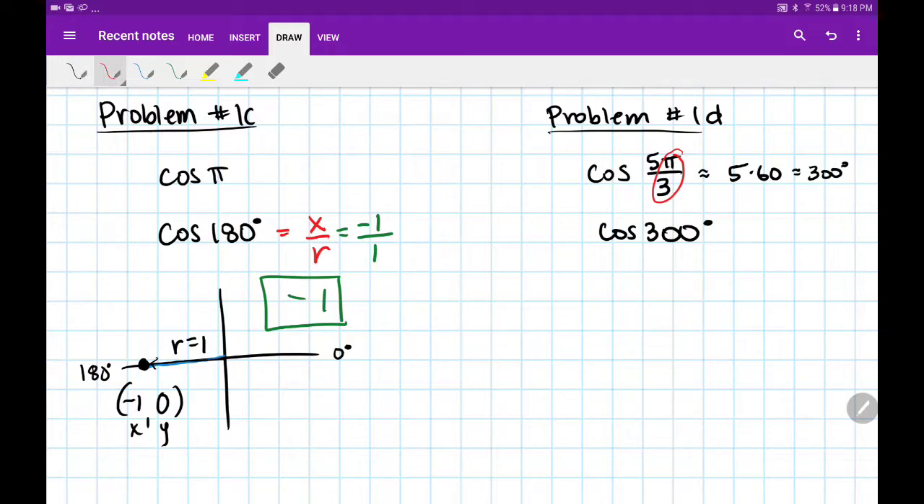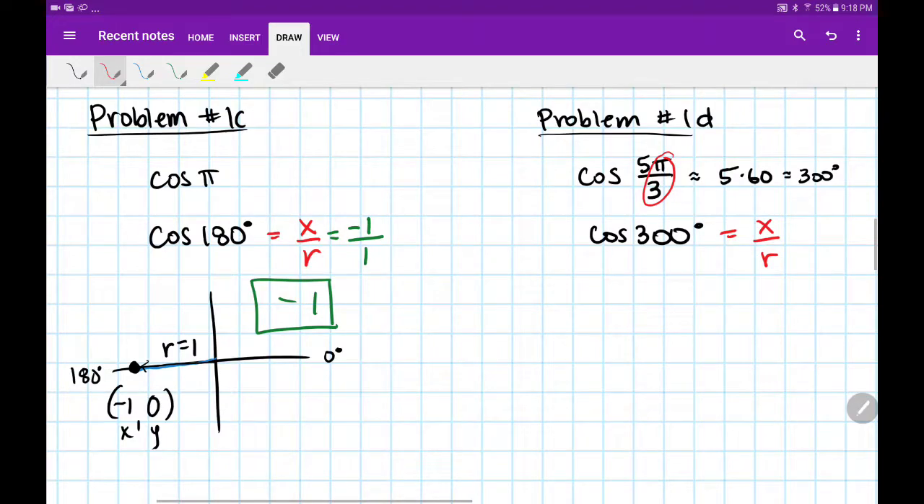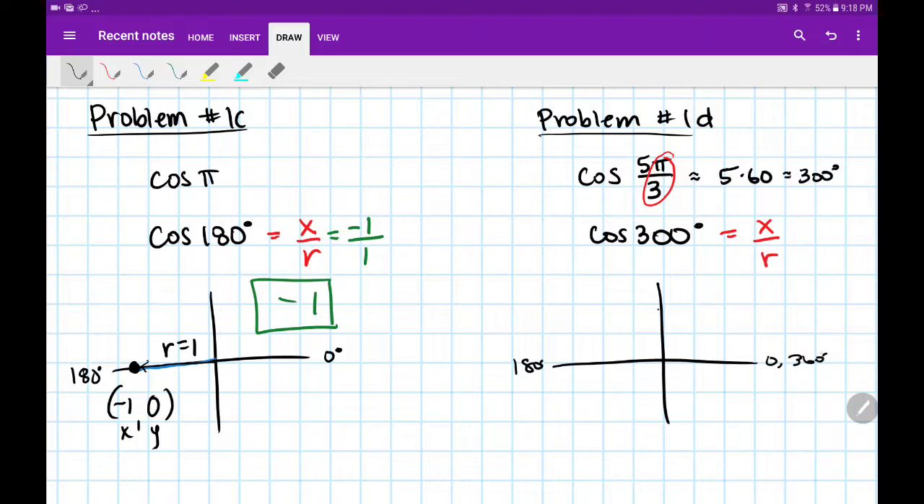Next step, write the formula. So this is going to be, again, x over r. That's my cosine formula. And now we have to graph it in the proper quadrant. So 300 degrees lies, if this is 180, and this is 0, but also it's 360, 300 degrees is going to lie in quadrant 4. Okay, since we're in this quadrant, we have to drop the perpendicular to the x-axis. And now we have to label our reference angle.